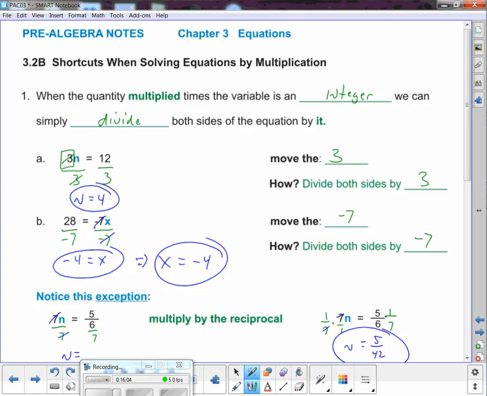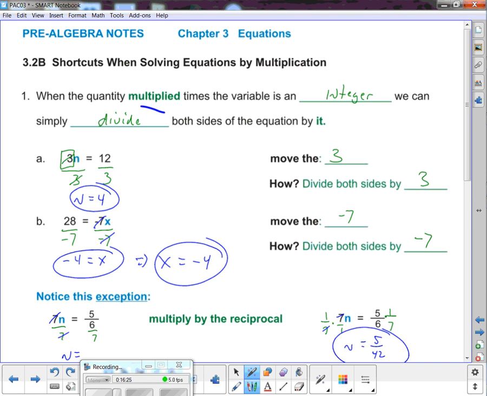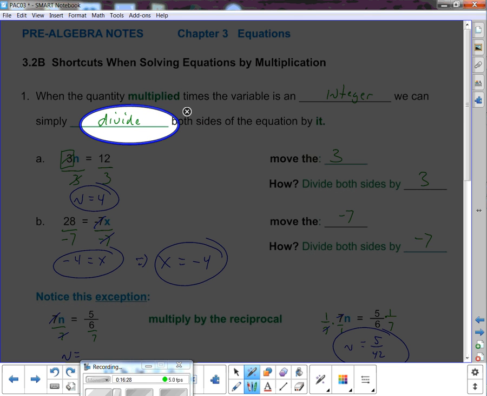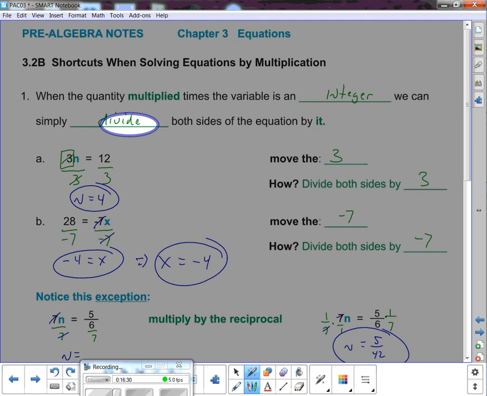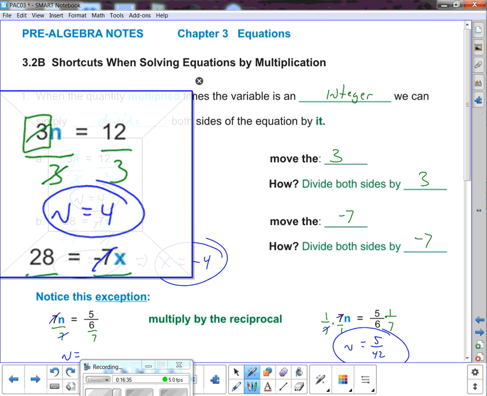So remember, quantities multiplied times a variable are moved by multiplying both sides by the reciprocal. You'll need to know that for tomorrow's quiz. However, there is a shortcut when the coefficient is an integer, and that shortcut is to divide both sides by that integer. It makes for a quick problem, and so you can see that here. We had a coefficient of 3. We divided both sides by 3. We're done.